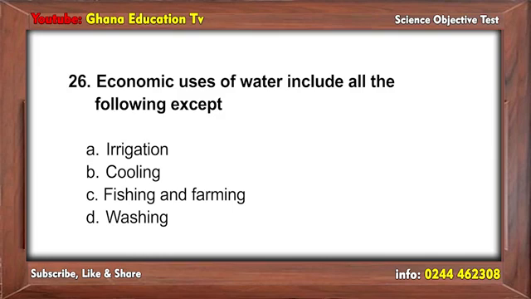Number 26. Economic uses of water include all the following except A. Irrigation. B. Cooling. C. Fishing and farming. And D. Washing.